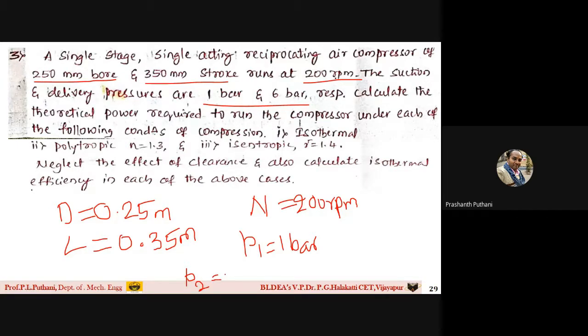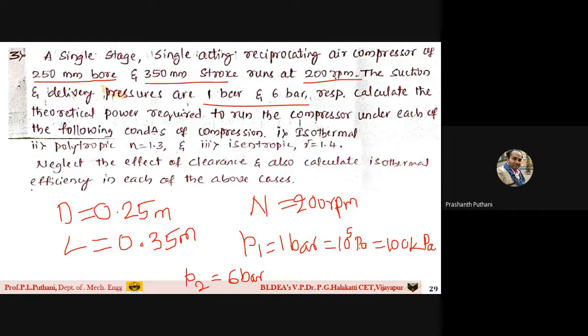Can anybody tell me 1 bar is equal to how much kilopascal? 1 bar is equal to 10 to the power 5 pascal. In kilopascal, it will be 100 kilopascal, right?